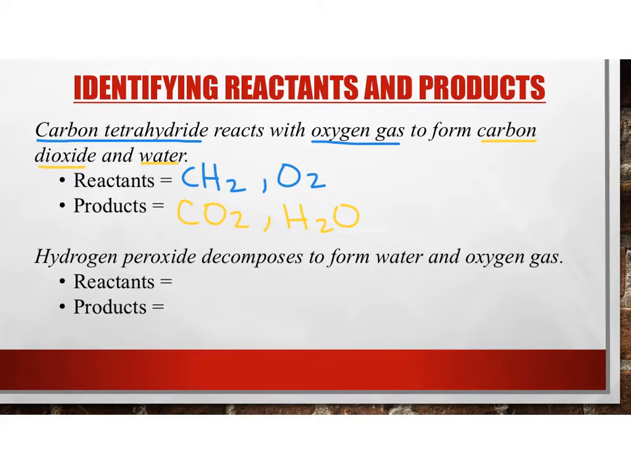Looking at the next example, we've got hydrogen peroxide decomposes to form. So there's that "to form." That tells us that everything to the right is going to be the product. So our reactant is just the hydrogen peroxide. The products then are water and oxygen gas.